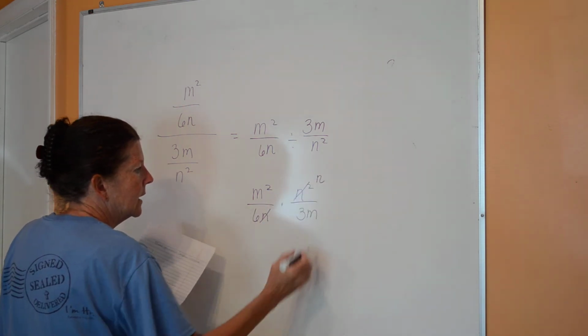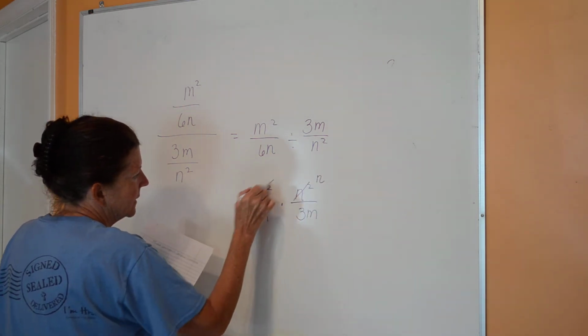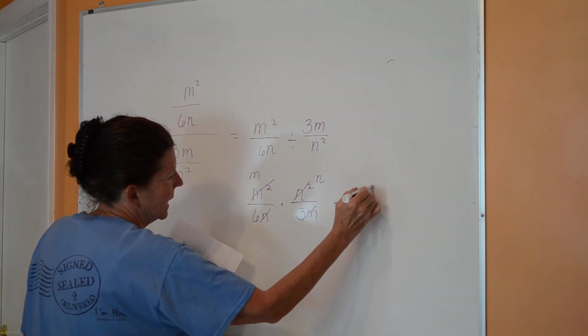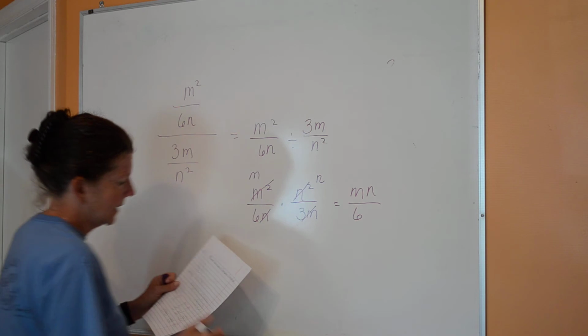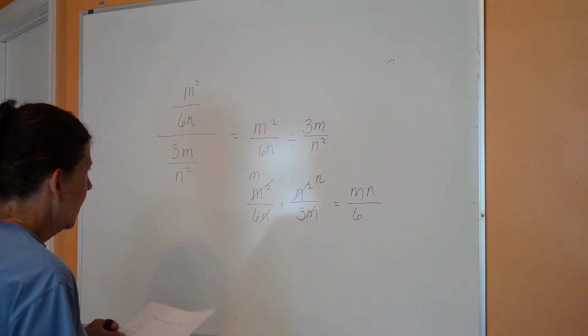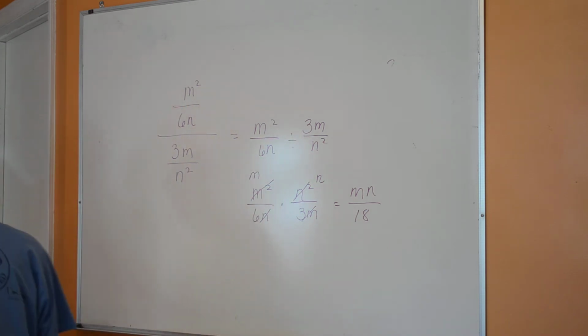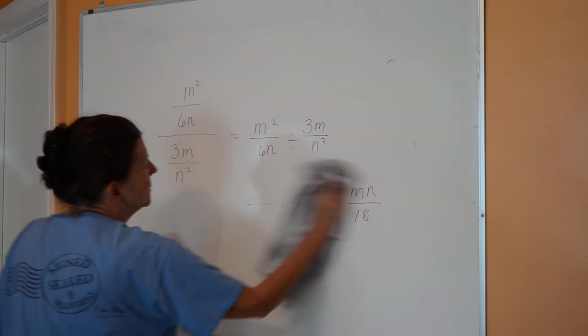That's going to leave me an n on the top, and I'm going to reduce there. I have an m on the top. So I have mn over 6. Oh, no, I got a 3 there too, over 18. Okay? All right, let's do one more of those.